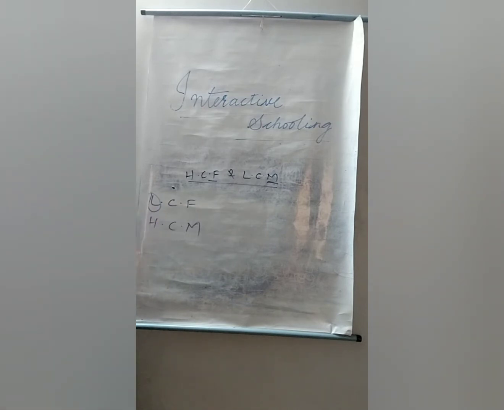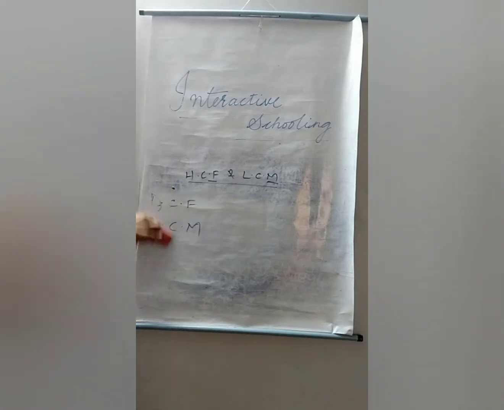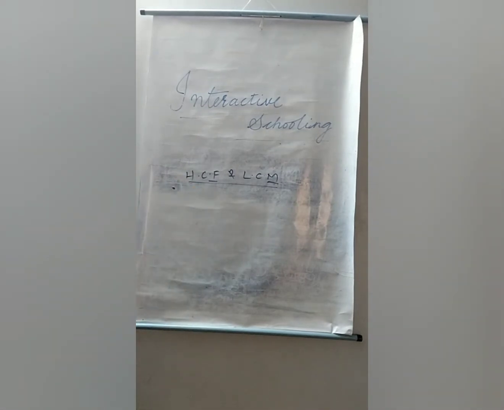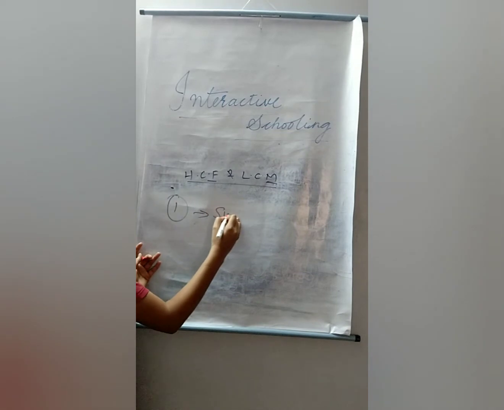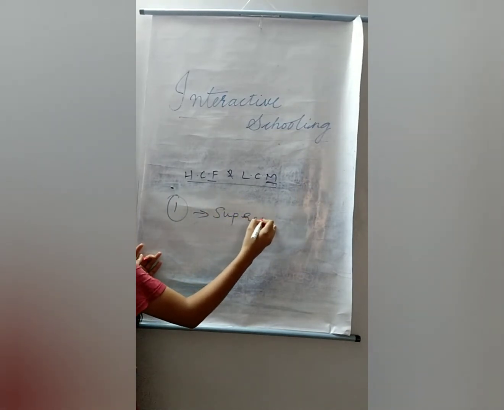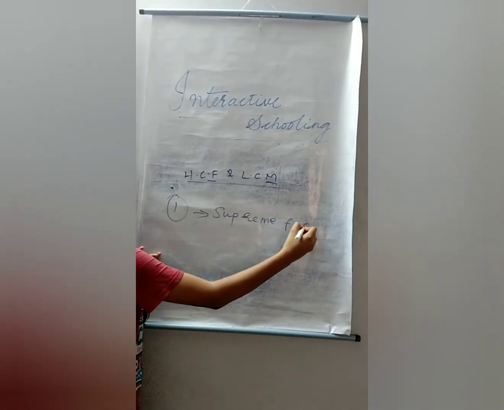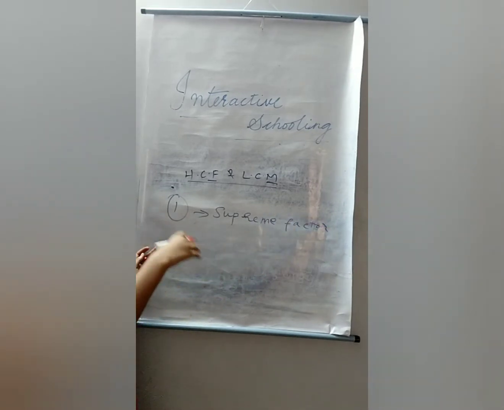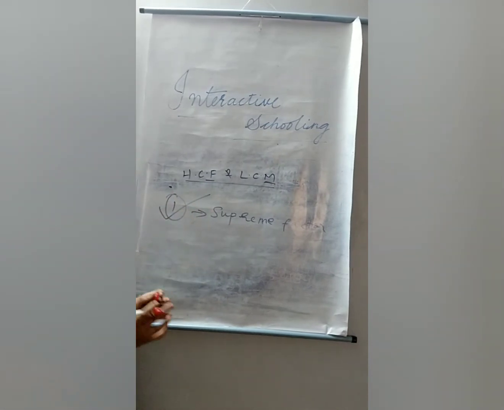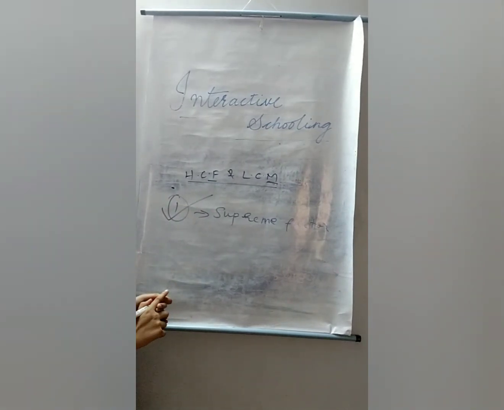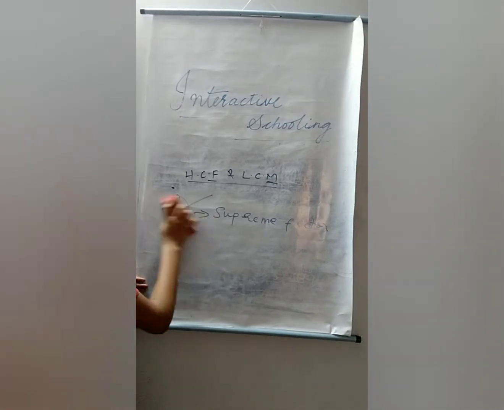So now I'll tell you why. LCF, that is lowest common factor. For every number there is a common factor, right? 1. This is the supreme factor for every number. 1 is a factor, the supreme factor. So if you take lowest common factor, 1 is always going to get the position, right? So 1 is always going to be the lowest common factor.